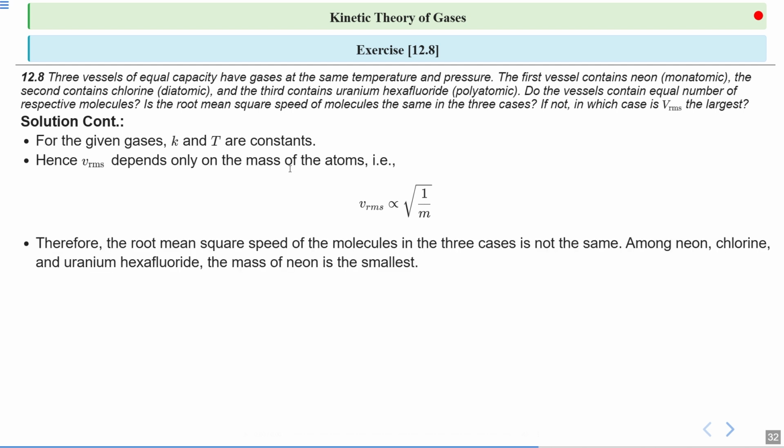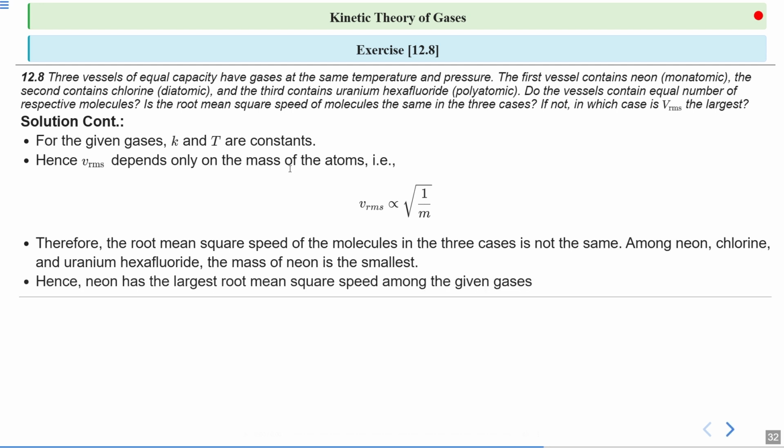Therefore, the root mean square speed of molecules in the three cases is not the same. Among neon, chlorine and uranium hexafluoride, the mass of neon is the smallest. So hence neon has the largest root mean square speed among the given gases.